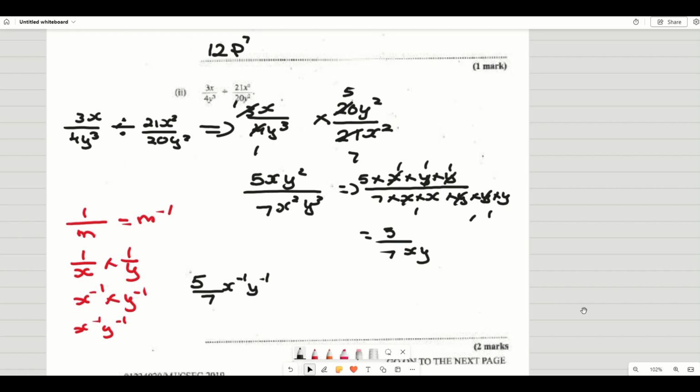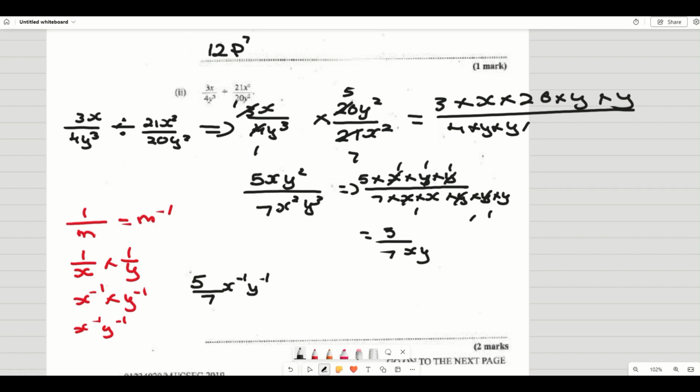Or you could have done it the long way. You could express this the long way. Instead of canceling it out, you could have multiplied it. You could have said 3 multiplied by x multiplied by 20 multiplied by y, all over 4 multiplied by y multiplied by y multiplied by y multiplied by 21 multiplied by x multiplied by x.